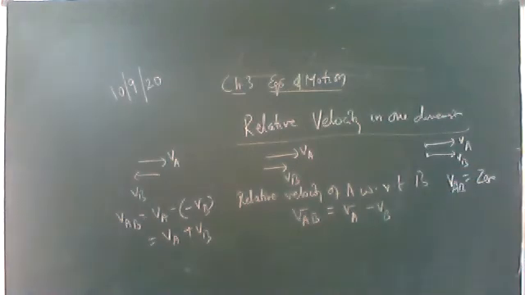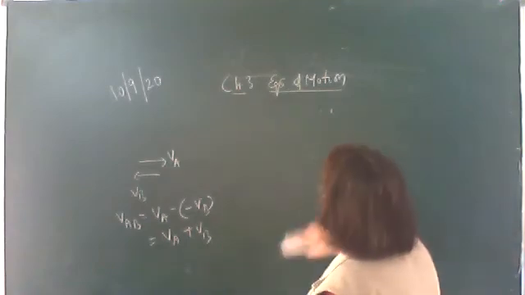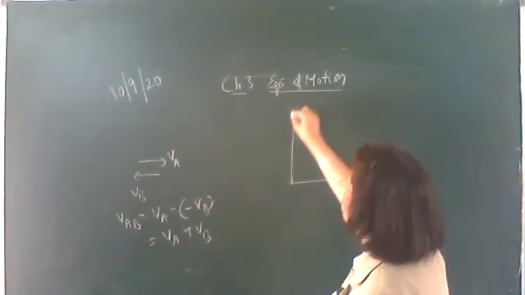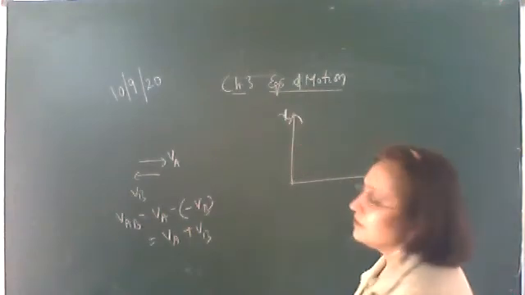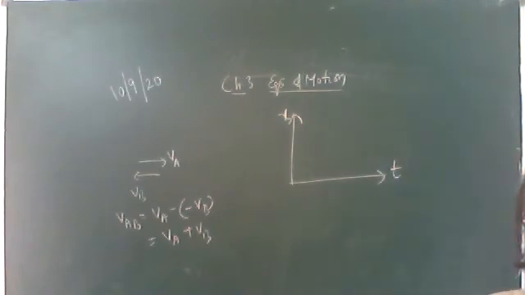Plot the xt graph for two objects having zero relative velocity. Okay, zero relative velocity means both the bodies are moving with equal velocities in the same direction. How is the xt graph for a body which is moving with a constant velocity?